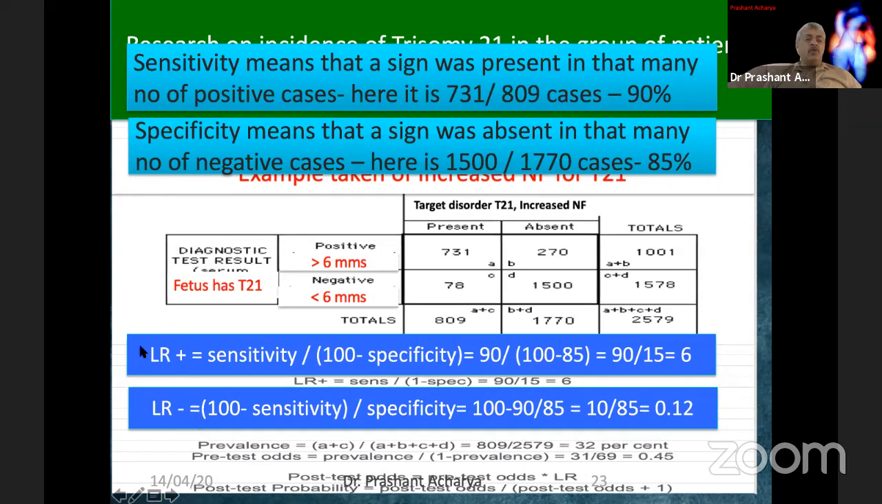The higher the value of the positive likelihood ratio, the more the chances. The smaller the value of the negative likelihood ratio, the less the chances of having the disease if that sign is absent. So that is how you utilize the nuisance value of this.